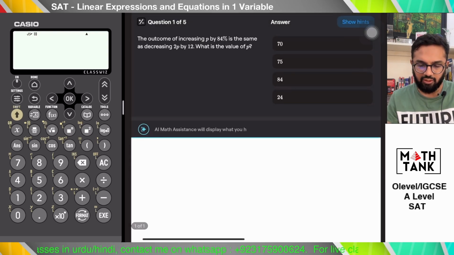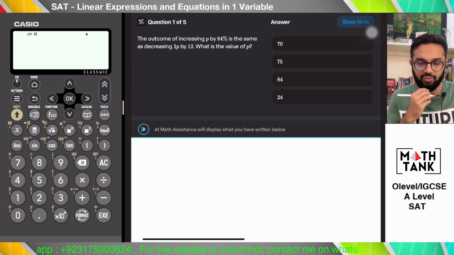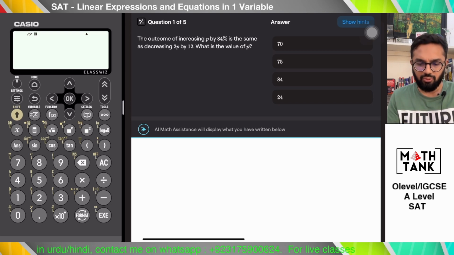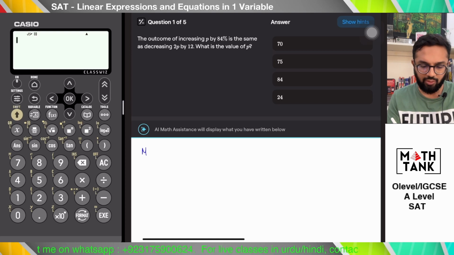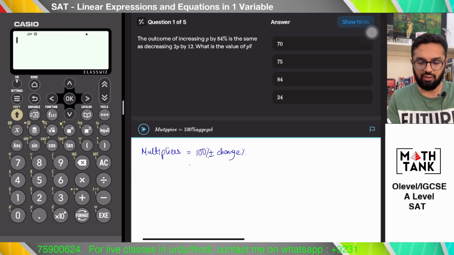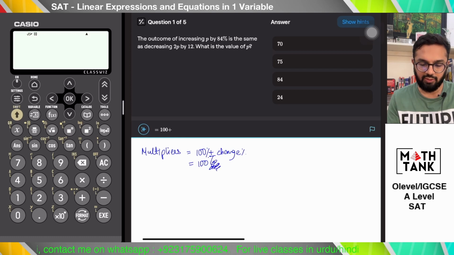Okay, I think these will be medium questions. It says the outcome of increasing p by 84% is the same as decreasing 2p by 12. What is the value of p squared? Whenever you're talking about increase and decrease, I talk about the concept of multipliers. What are multipliers? They are 100% plus or minus the change percent. So if something is increasing by 84%, I'm going to say 100 plus 84%, so that gives me 184%.